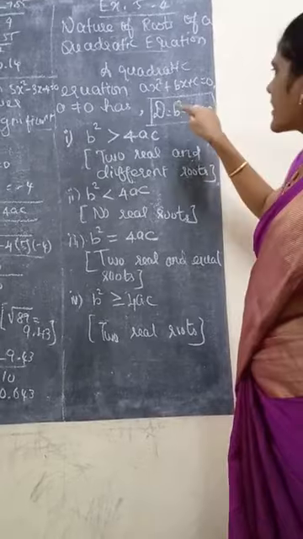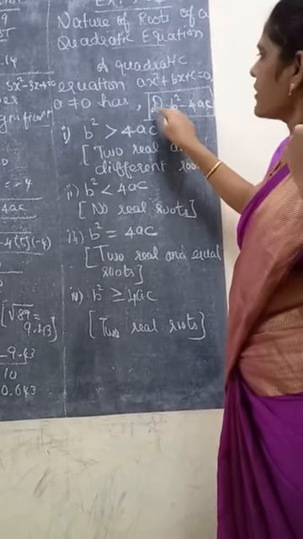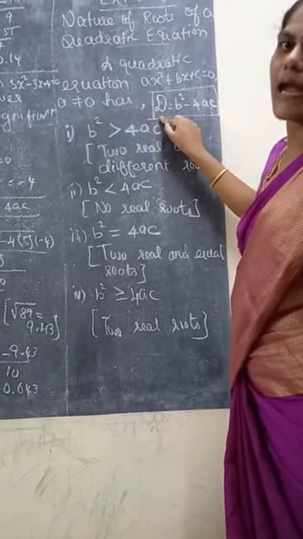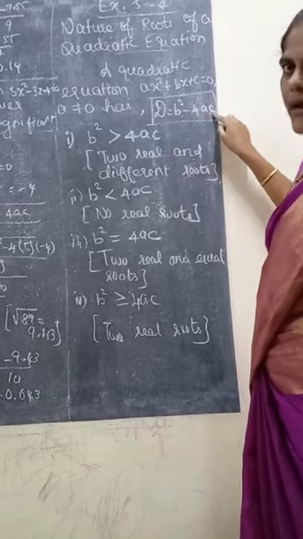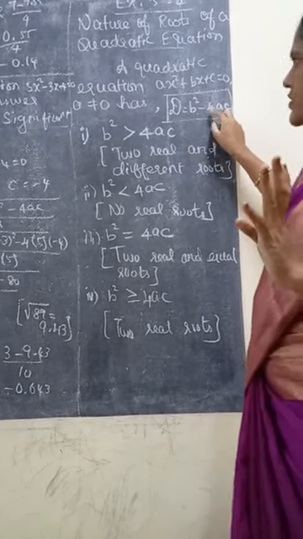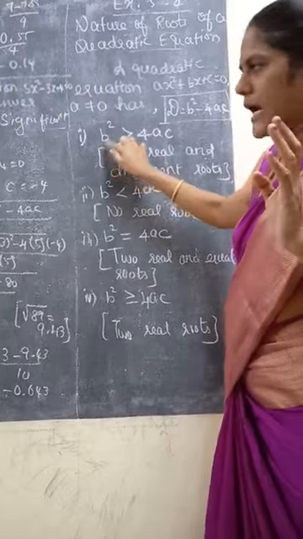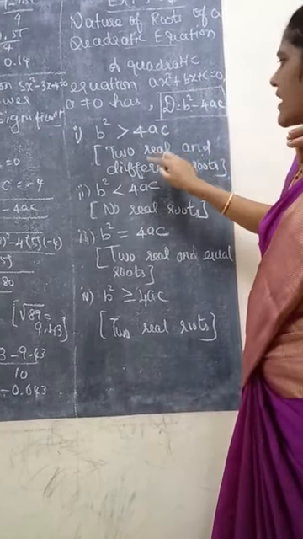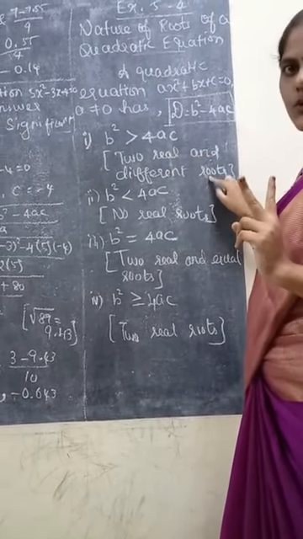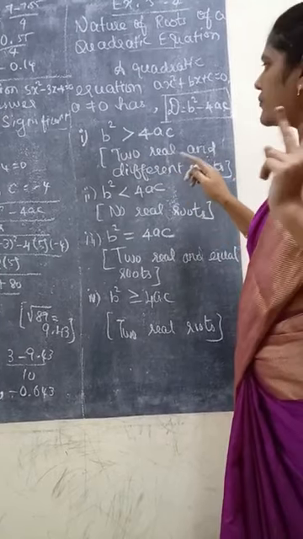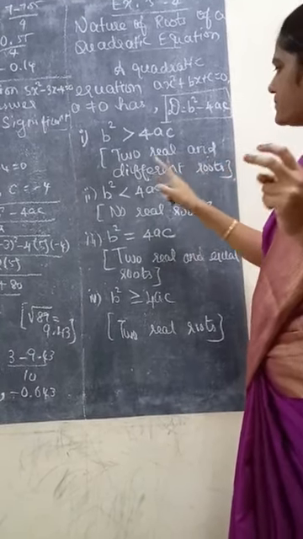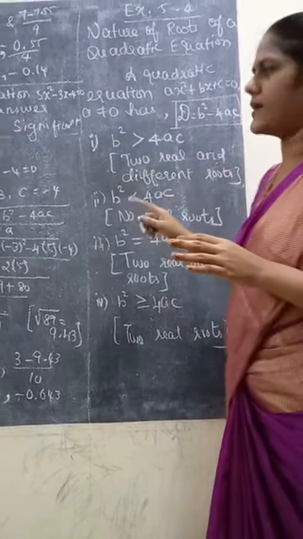This expression is called the discriminant. So the discriminant we can denote by capital D. D equal to b squared minus 4ac. Here we have 4 conditions. Listen, if b squared is greater than 4ac, we have 2 real and different roots. We have 2 x values, both real and different roots, like x equal to 4, x equal to 5.